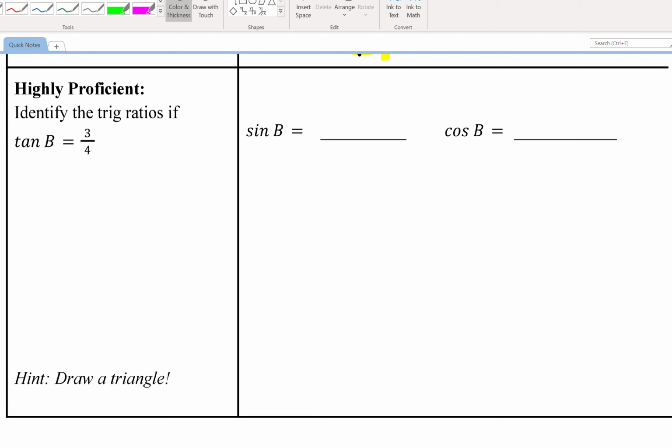This is at the highly proficient level, and they have asked us to identify the trig ratios if the tangent of B is 3 over 4. And down here, it gives us a hint, and the hint is draw a triangle. So I think we should do that. Let's go ahead and draw a triangle.